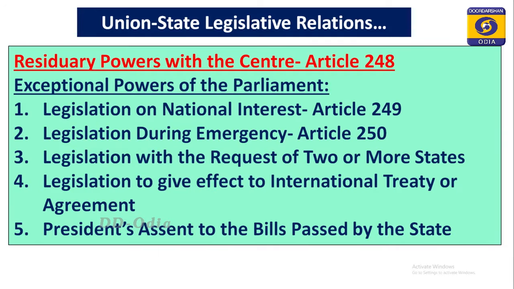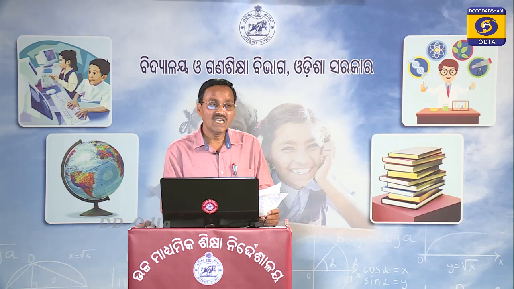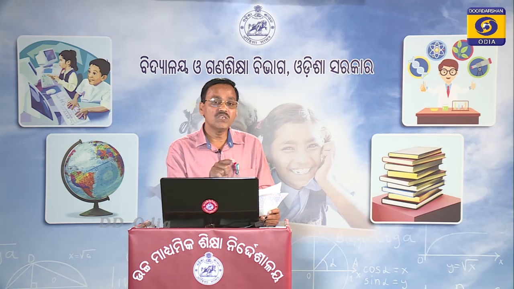Article 255. During the time of emergency, the Union can make law relating to the State List. Besides that, legislation with the request of two or more states, Article 252: if two or more states request the Union government to make law relating to the state list, then the Union government can make law relating to the concerned states, and the law will be applicable to the specific states who requested the Union government.